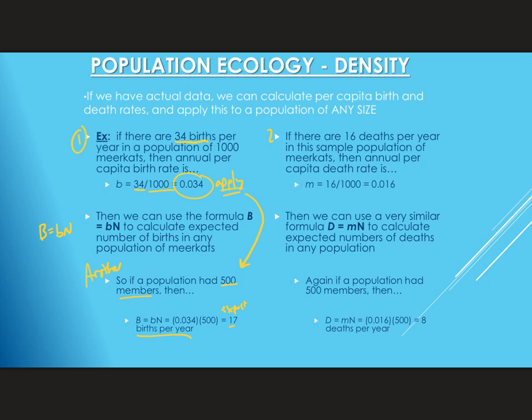And then we can do the same thing over here with deaths, right? If we start with this population study of 1,000 meerkats and we find that 16 of them die, well, then we can say 16 out of 1,000 is 0.016 mortality, right? So we use a lowercase m. And then again, if we look at this other population of meerkats with 500 members, we can say 0.016 times 500 is 8 deaths per year. So for this other hypothetical population, we would expect 17 births and 8 deaths per year. And that's what per capita means.